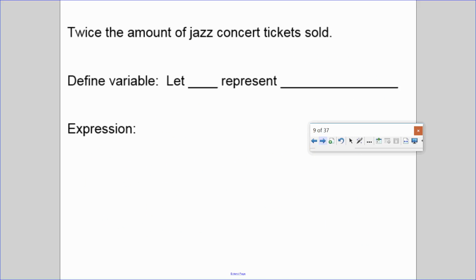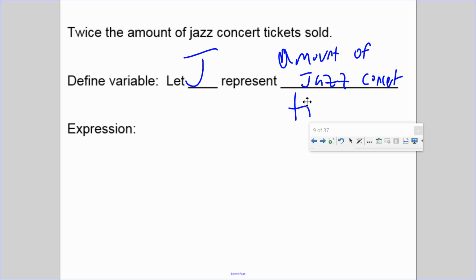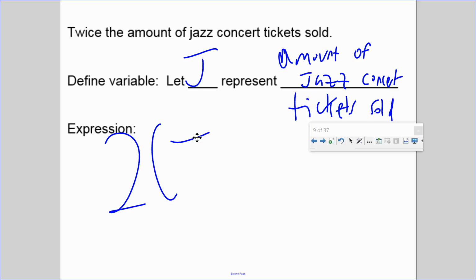And let's look at our last example. What's the amount of jazz concert tickets sold? Did they tell us how many concert tickets were sold? No. So let J represent the amount of jazz concert tickets sold. Twice the amount of jazz tickets sold is 2 times J, or 2J.